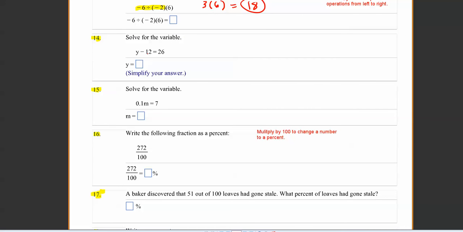Okay, solve for the variable. I have some number minus 12 equals 26. Well, to find out what this number is, I can add 12 back to it. And that tells me that that number y is equal to 38. 38 minus 12 equals 26.